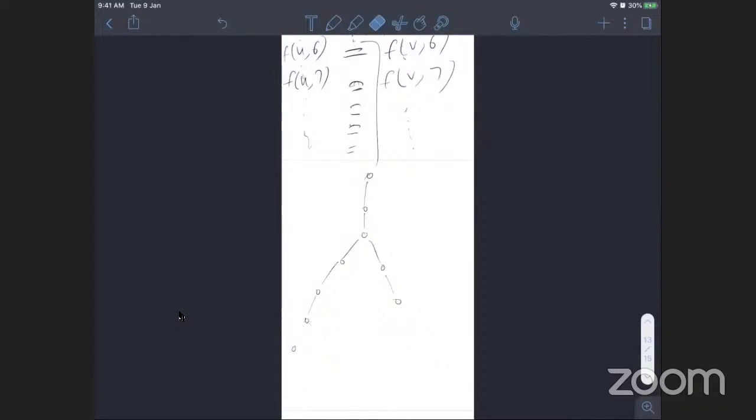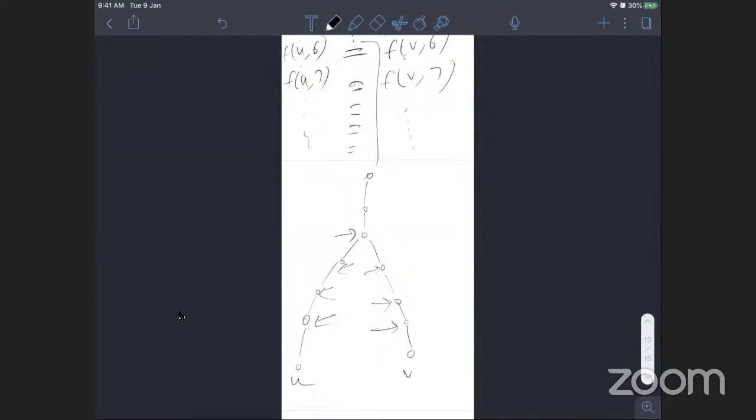I'm not drawing at the same height technically, so that's an issue. Yeah. So this is U, this is V. Now the first parents are different, right? The second parents are also different. The third parents are also different. The fourth parent is the same.